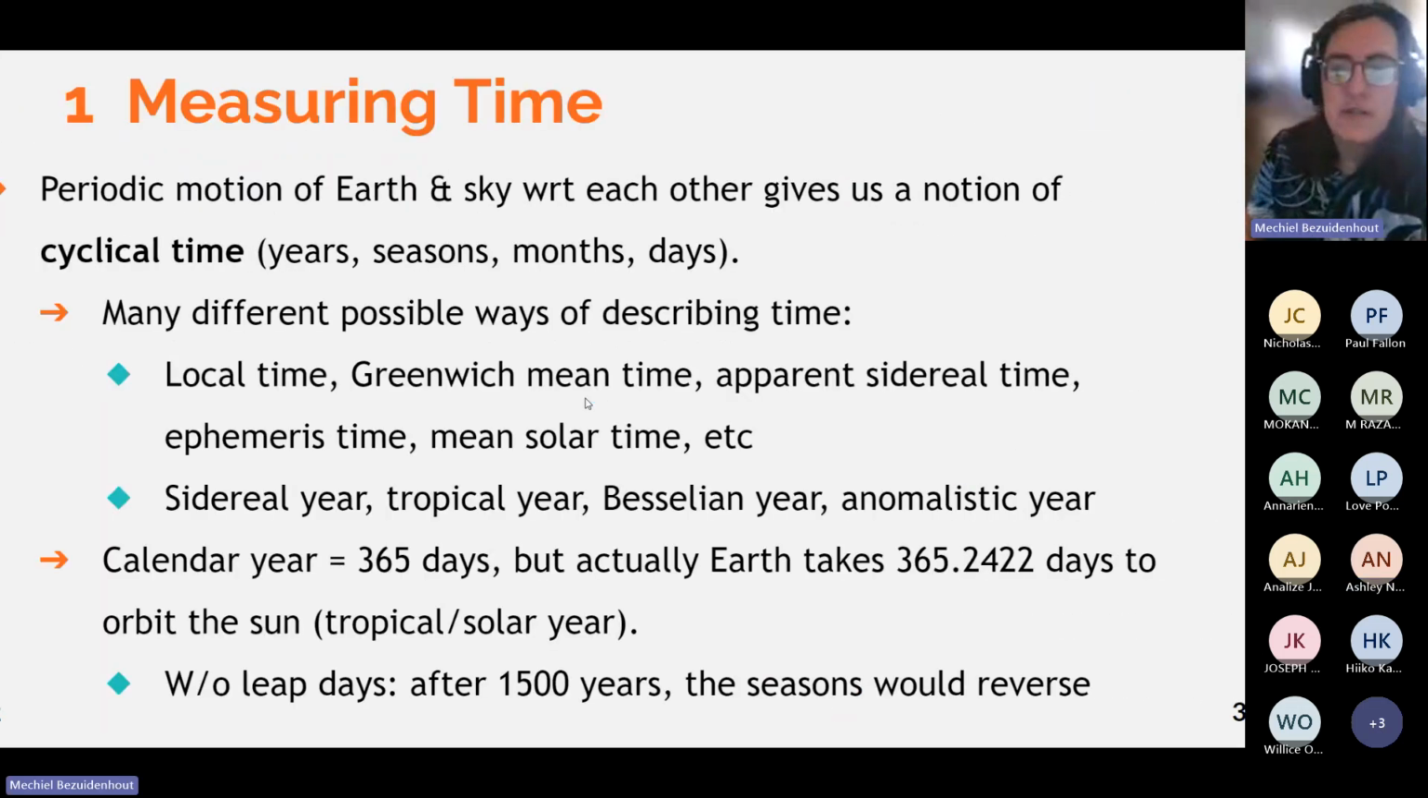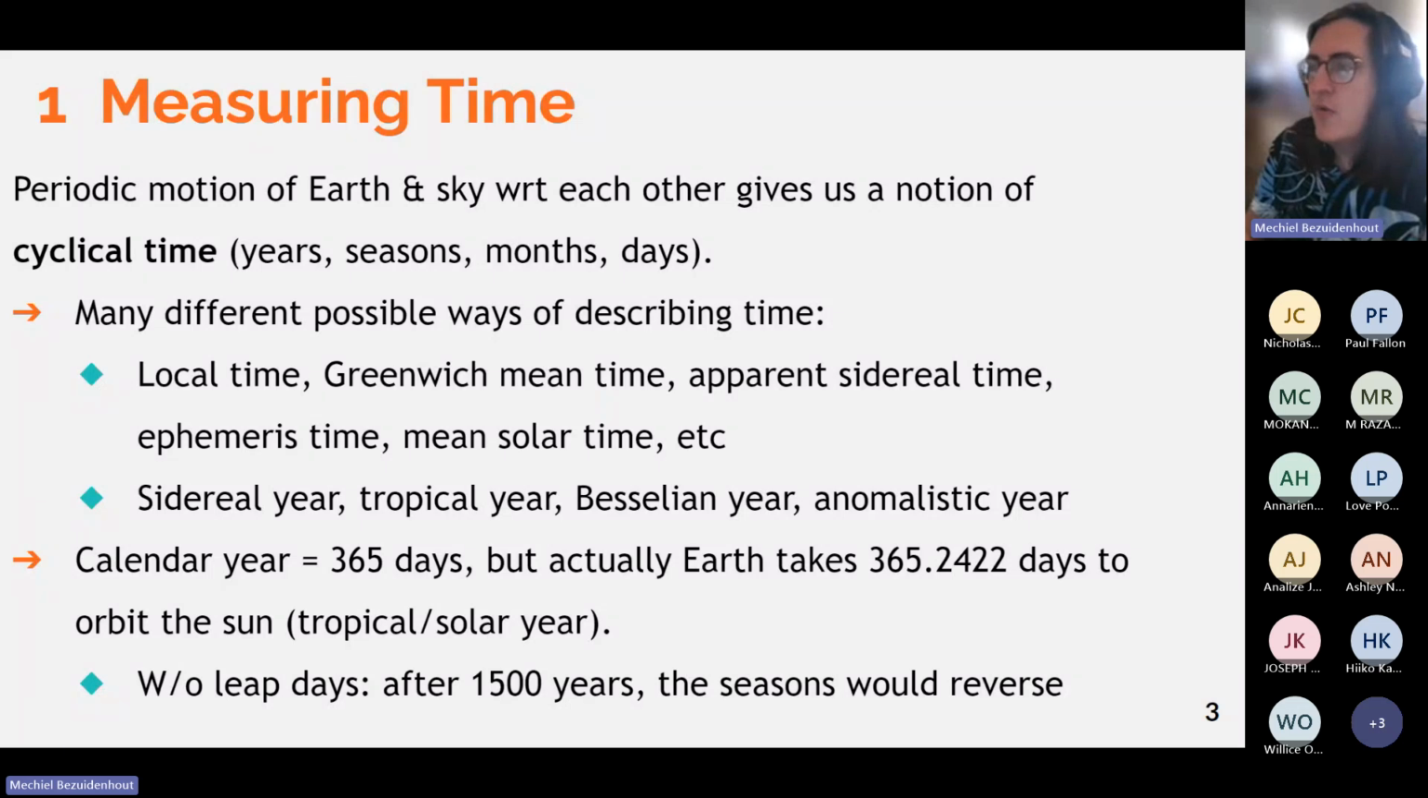Right. So the first thing I want to talk about is how we measure time. On Earth, our measurement and recording of time is very much based on the motion of the Earth with respect to the sun. Because the Earth orbits around the sun, and it's a periodic motion, our notion of time and the way that we record it is very much cyclical. So we divide our time into years, which is the amount of time that it takes for the Earth to complete a rotation around the sun.